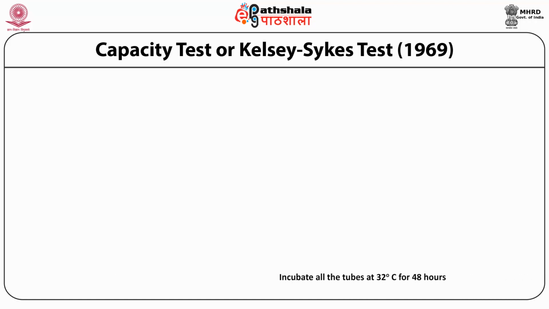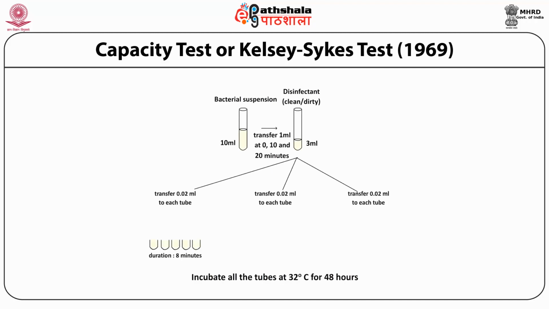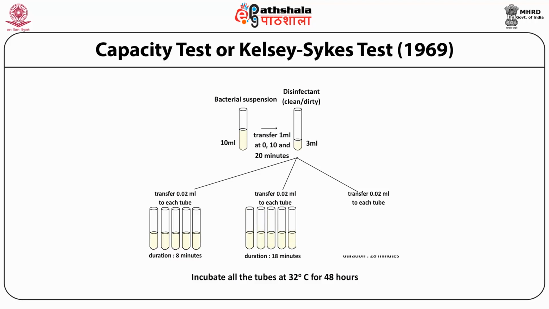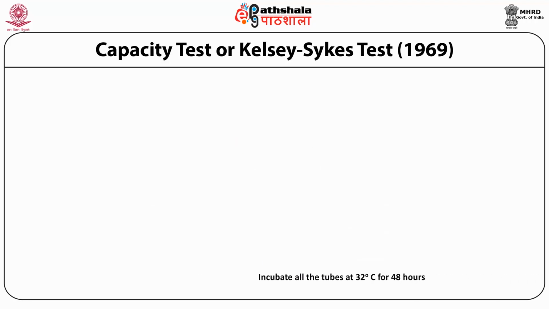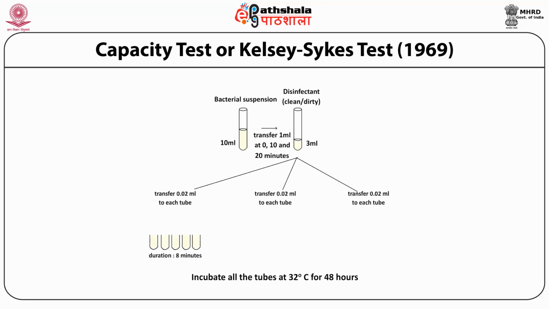Now we can discuss how the capacity test is carried out. A bacterial suspension of 10 ml is taken and a disinfectant suspension of 3 ml is taken, and 1 ml of the bacterial suspension is transferred to the disinfectant solution at intervals of 0, 10 and 20 minutes.